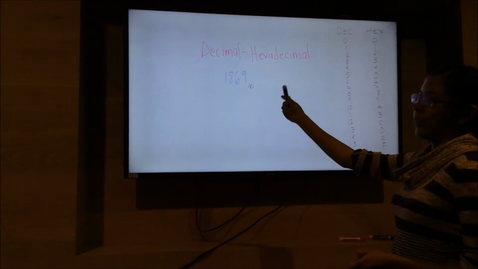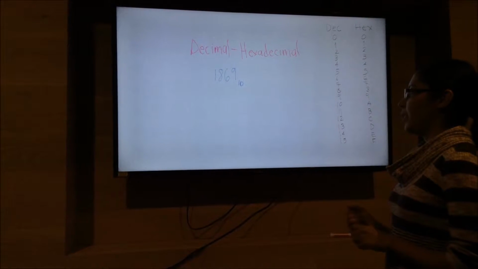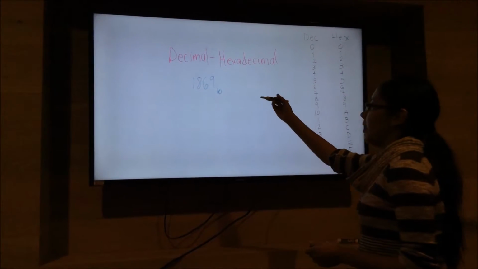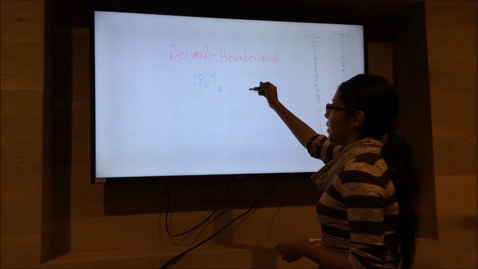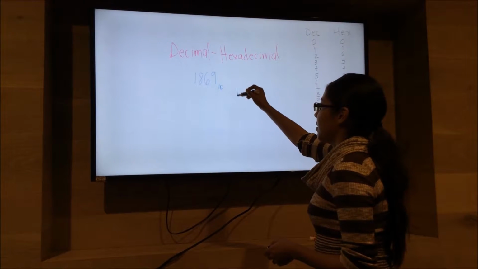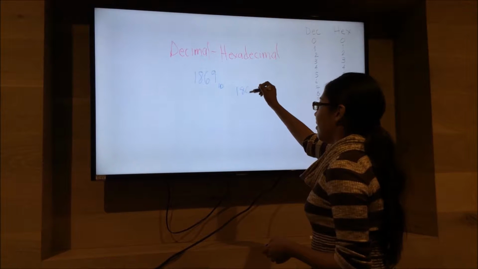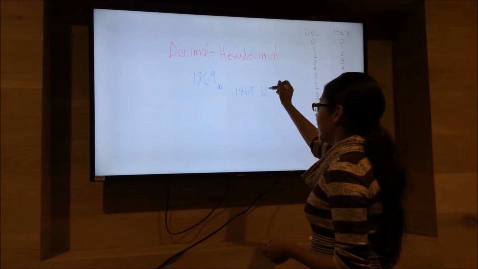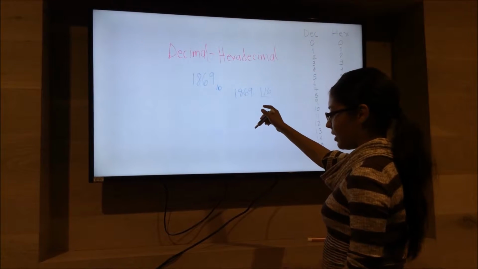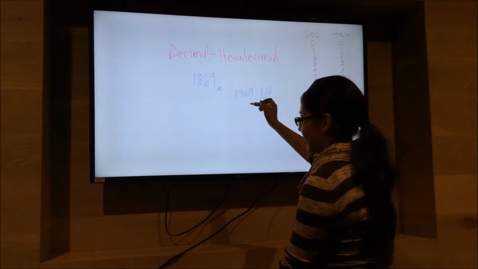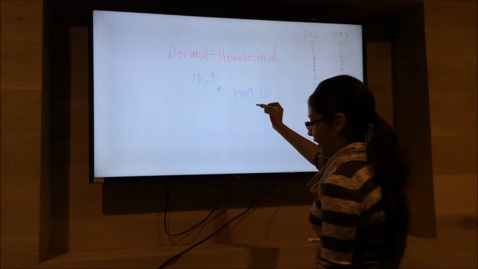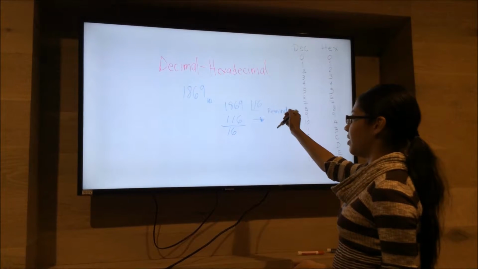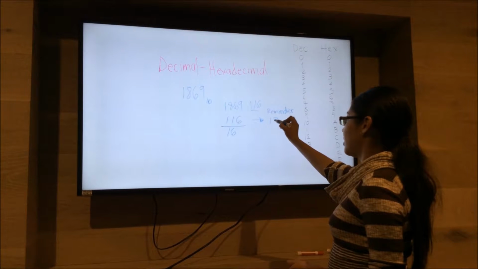To solve our first example, we need to divide the number by 16. That is going to be our first step. So we're going to divide 1869 by 16. In this case, we're going to obtain as a result 116. Here we're going to obtain as a remainder the number 13.